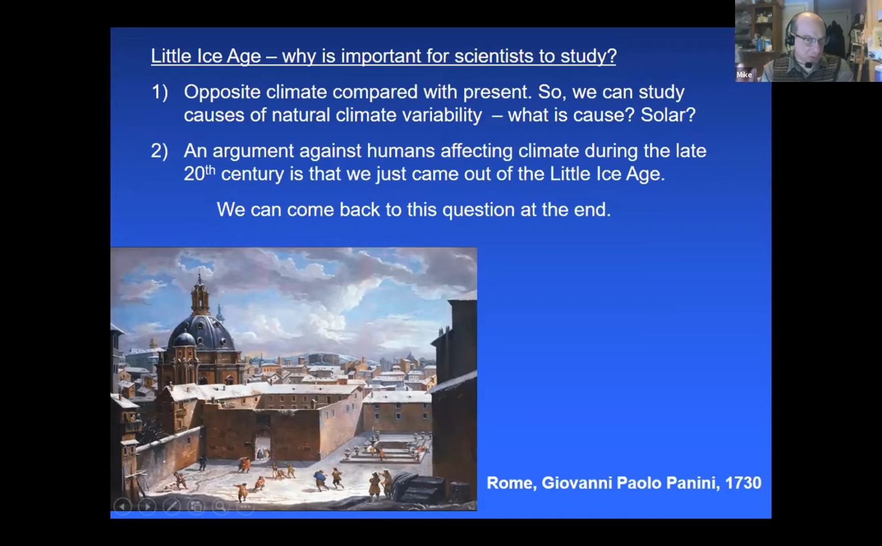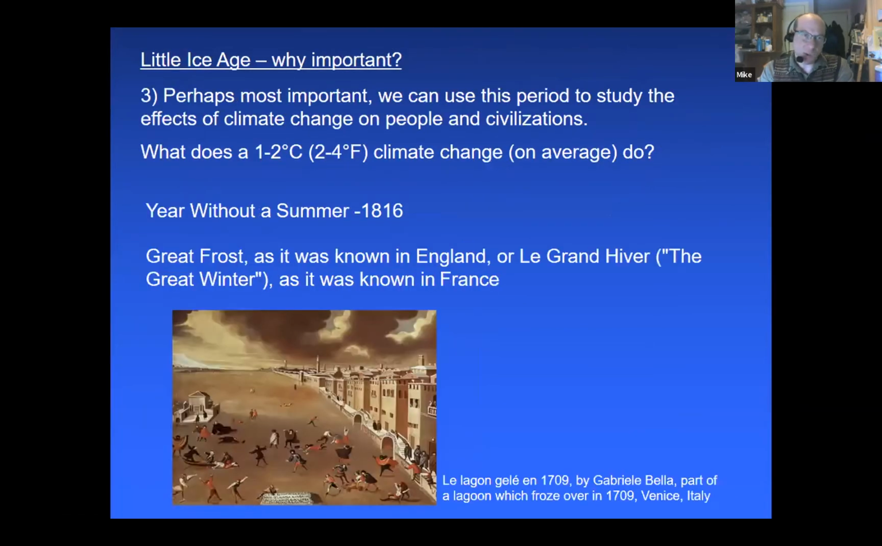I've heard of it snowing in Rome in the winter, but my guess is it's not as common as it was in the 1700s. A third reason why people like me and other scientists focus on the Little Ice Age and the climate changes is because we can use this period to study how climate affects people and how it's affected civilizations in the past. And this is really important, right? We want to know in the past, when the climate changed, how did it affect people?